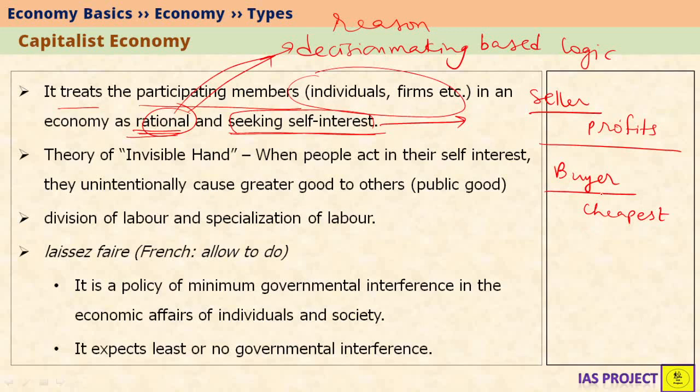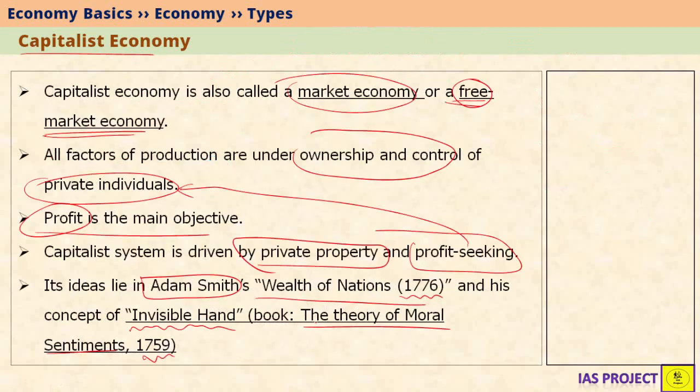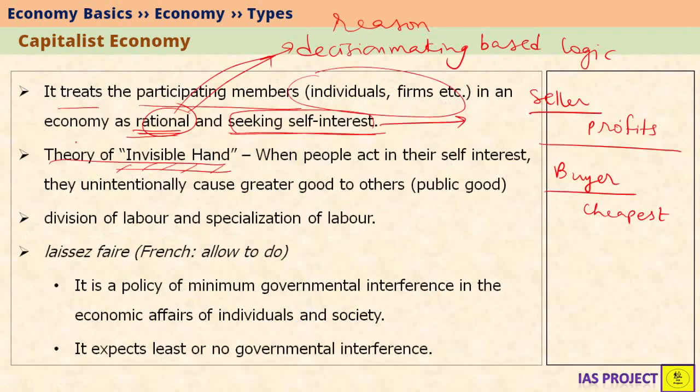Let's look at the theory of invisible hand regarding this. The theory of invisible hand was given by Adam Smith. We have also seen the name of the book in which he has given this, The Theory of Moral Sentiments, which was released in 1759. The theory of invisible hand simply states that when people are acting in their self-interest, they not only benefit themselves, but they also cause benefits to other people in general. That is, they cause a greater public good without intentionally wanting to cause it.